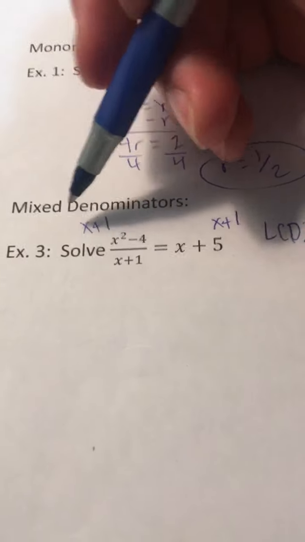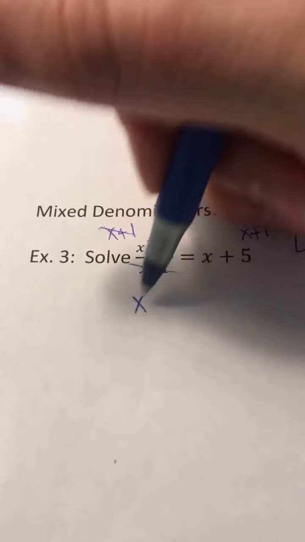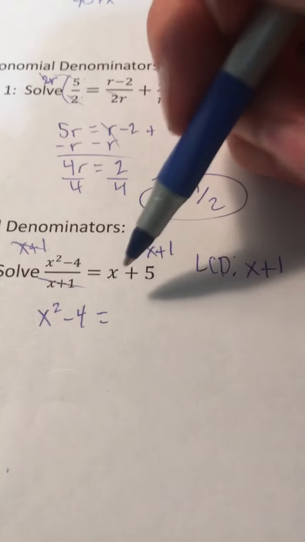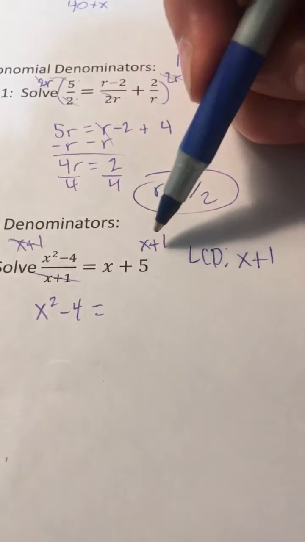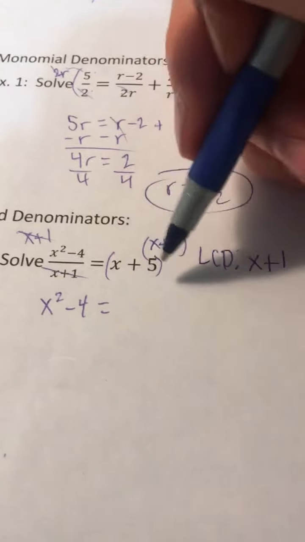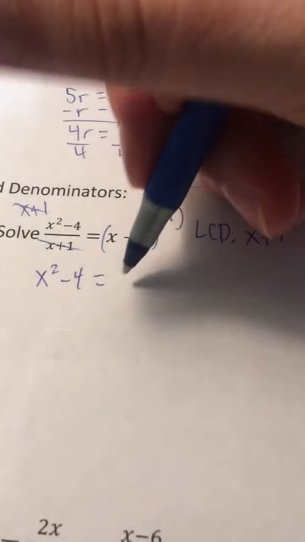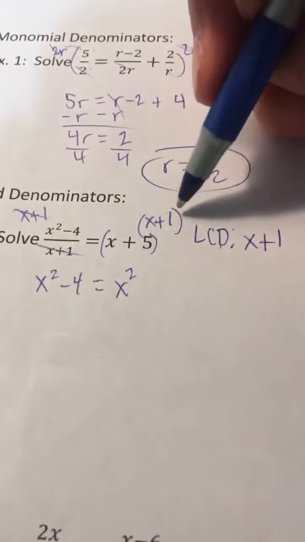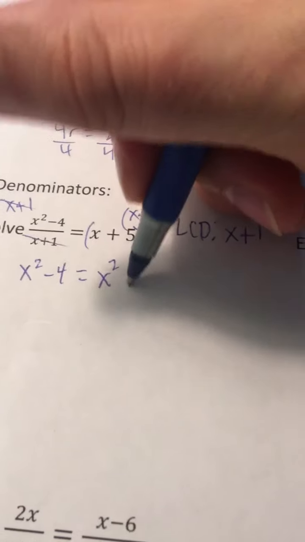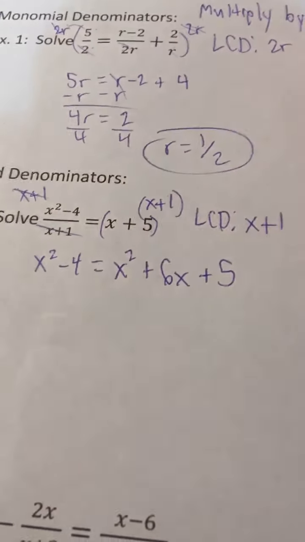So in this first one, the fraction, x plus 1 on top, x plus 1 on bottom, cancel out. I'm left with just x squared minus 4 equals. Now the other side of the equal sign, there is nothing on bottom to cancel out with x plus 1. I'm going to have to multiply this whole x plus 5 times this whole x plus 1. I'm going to have to FOIL it. X times x is going to be x squared. X times 1 is 1x. 5 times x is 5x. Let's just go ahead and combine them. Make it a plus 6x. And then 5 times 1 plus 5.